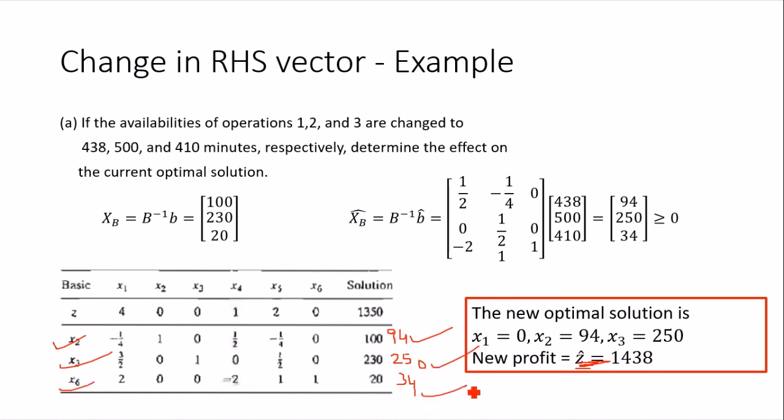Obviously when you are computing z, there is no need to write the value of the slack variable because its cost coefficient is 0. And x1, where is x1? x1 is not in the basis, so x1 is 0. So this is your new solution.